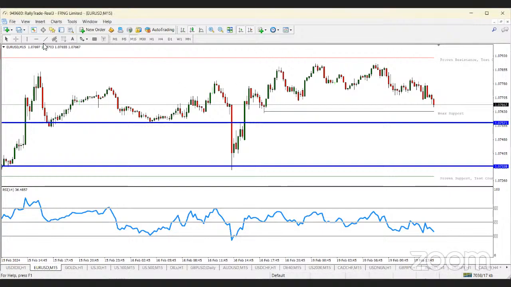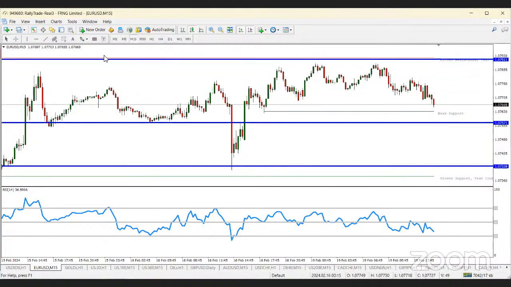So that said, if price cannot break this week's support, then I would have a sell limit around here. So I'm giving us a sell trade and a sell limit at the top here.